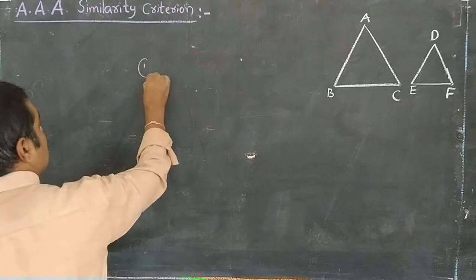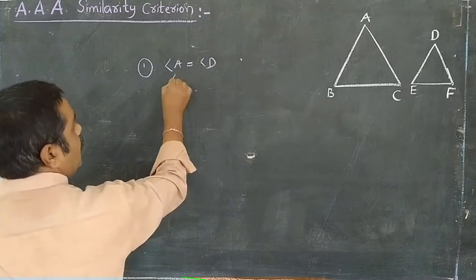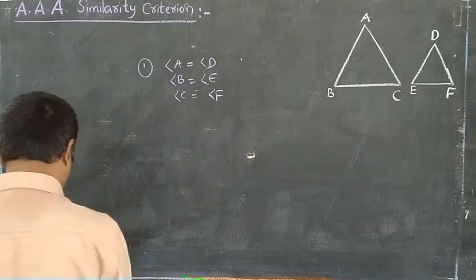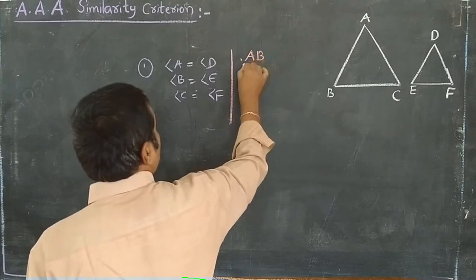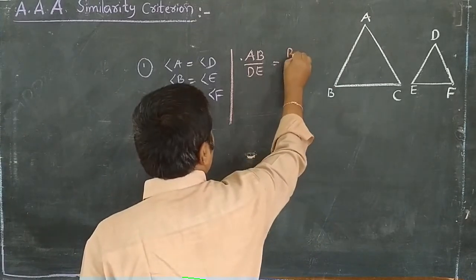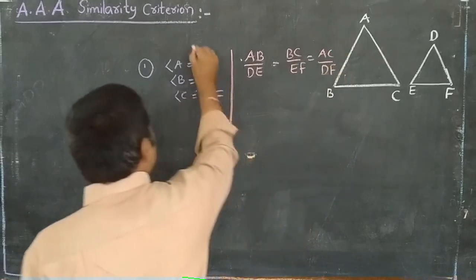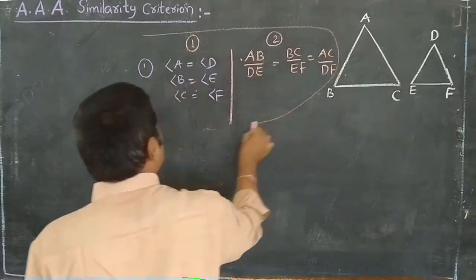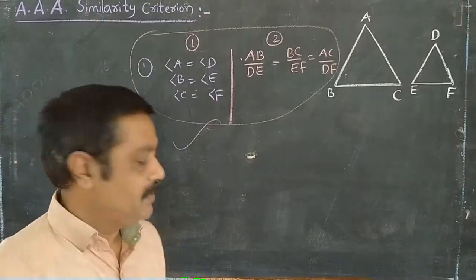For example, the first condition, corresponding angles are equal, means angle A is equal to angle D, angle B is equal to angle E, angle C is equal to angle F. And also the corresponding sides are in the same ratio, that is AB by DE, these two are corresponding, and BC by EF and AC by DF. This is condition 1, this is condition 2. If the two polygons satisfy these two conditions, then only we accept the two triangles are similar, otherwise they are not similar. Okay, children.